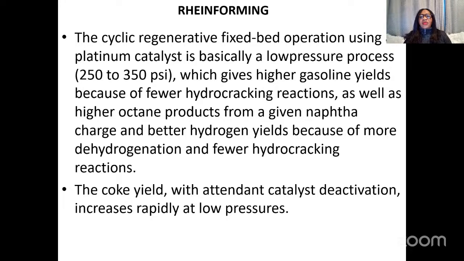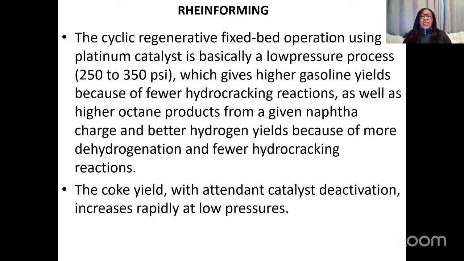The cyclic regenerative fixed bed operation using platinum catalyst is basically a low pressure process, between 250 to 350 pounds per square inch. This gives higher gasoline yield because you're not doing too much cracking reactions, and it also gives higher octane products from a given naphtha.